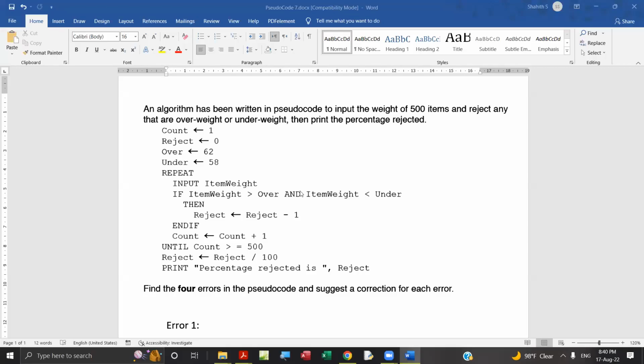Hello students, another pseudocode to find errors. An algorithm has been written in pseudocode to input the weight of 500 items and reject units that are overweight or underweight, then print the percentage rejected.